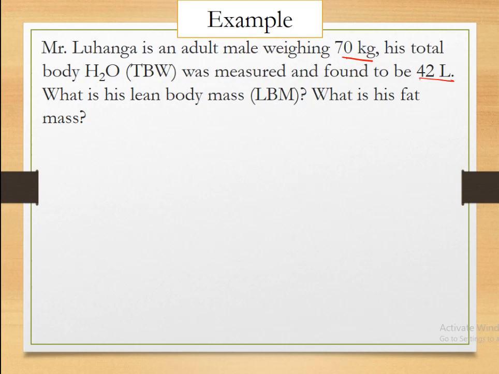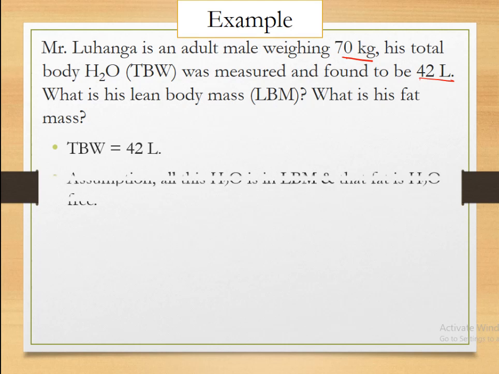So this man has a total body water of 42 liters. The total body water of Mr. Luhanga, who has a mass of 70 kg, is 42 liters. Now, for us to solve this, we can collect the data of which total body water is equal to 42 liters. We are going to make an assumption.